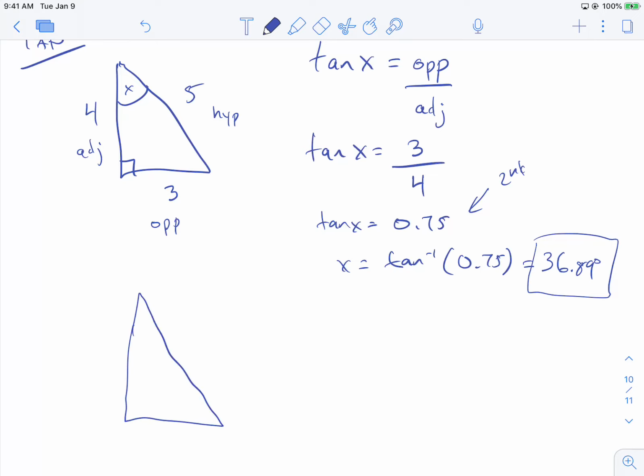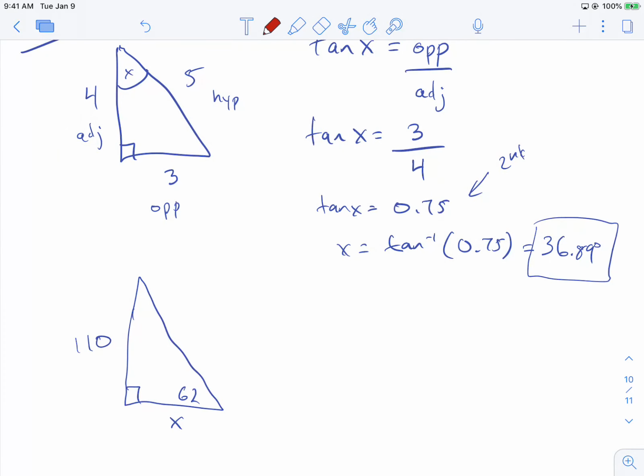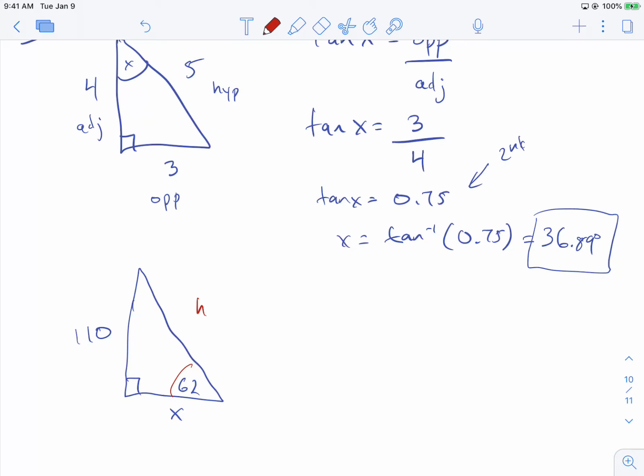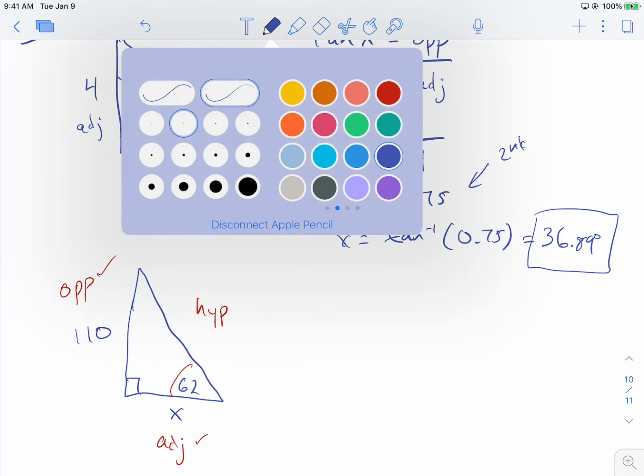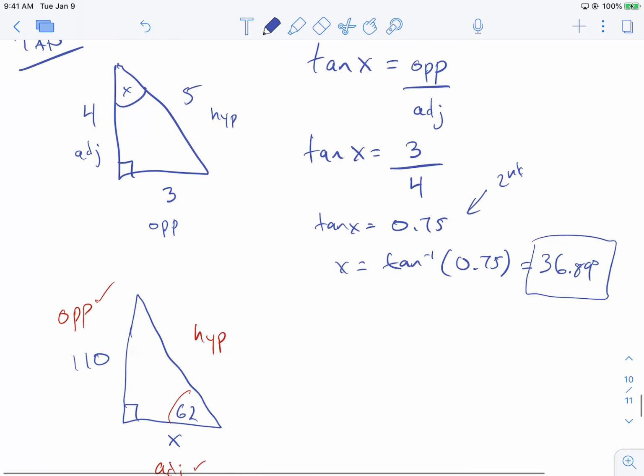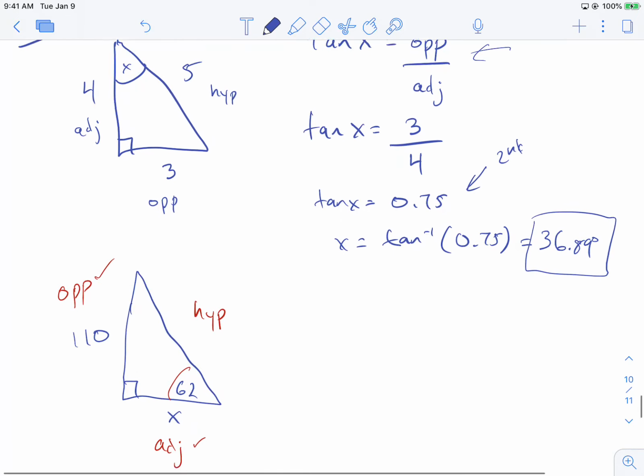Missing side. So let's say my triangle has this. I have an angle of 62 and my side length is 110. I want to figure out what this is over here. So now we're going to have to start getting better at figuring out which ratio do we need to use, sine, cos, or tan. Well, it's always good to label these things. We have my hypotenuse, we have my opposite, and we have my adjacent. And this one involves my opposite and my adjacent. We don't know what the hypotenuse is, so we can't include it in our calculations. So which one uses opposite and adjacent? Well, we just said that formula right there has opposite and adjacent in it.